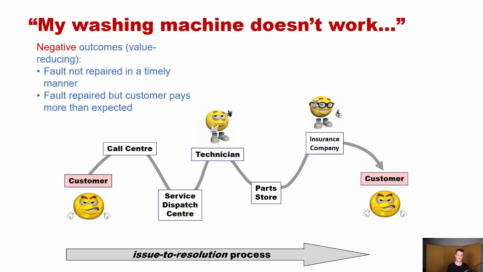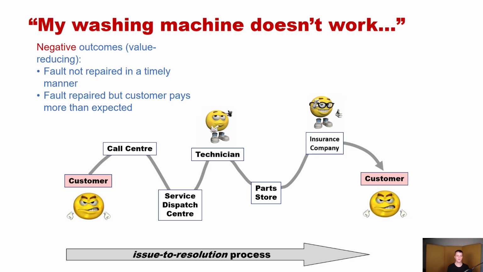Once the insurance company gets involved, at this point, there are both positive and negative outcomes. A negative outcome that would make the customer, let's say, more angry, is something that we call value reducing. A negative outcome is always considered value reducing. An example of that might be that the fault is not repaired in a timely manner, or the fault is repaired but the customer pays more than expected, and as a result the customer is not happy.